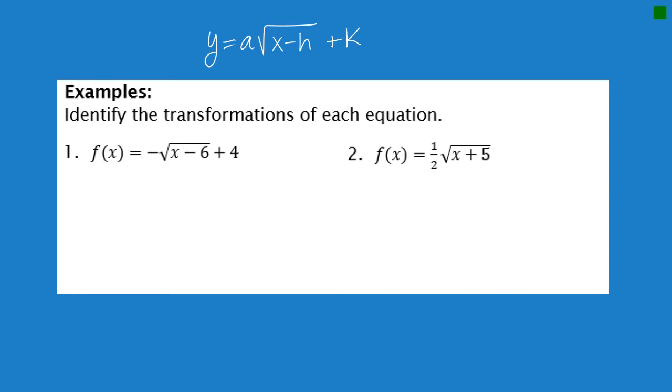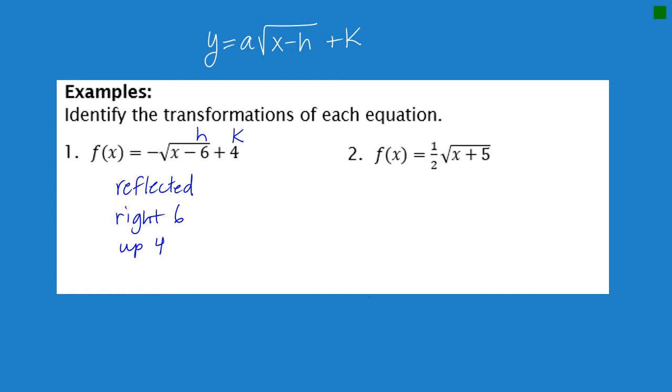So for number 1, I see that there's a negative in front of the radical. That tells me that this graph is being reflected. The -6 that's inside the radical is telling me that's the h value. That's a horizontal shift, and you have to do the opposite of what it looks like. So this is going to the right 6. And then this 4 out here is our k value, and that keeps the same sign. So that is shifting the graph up 4.